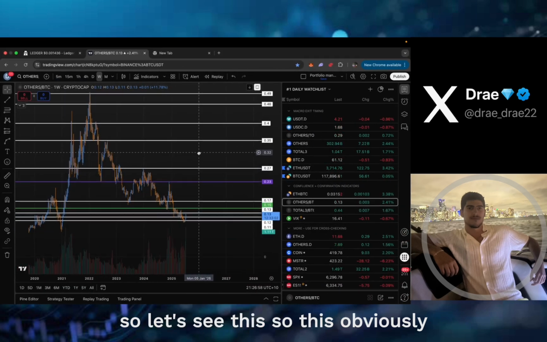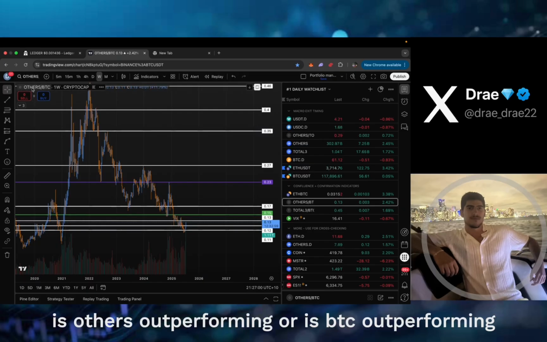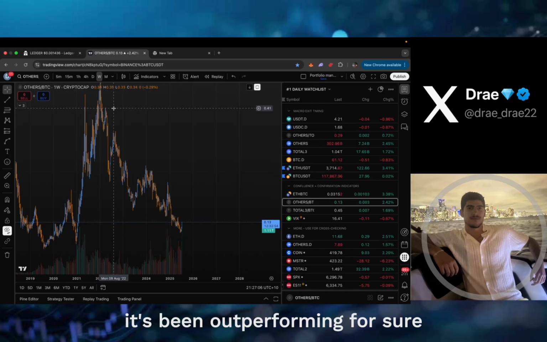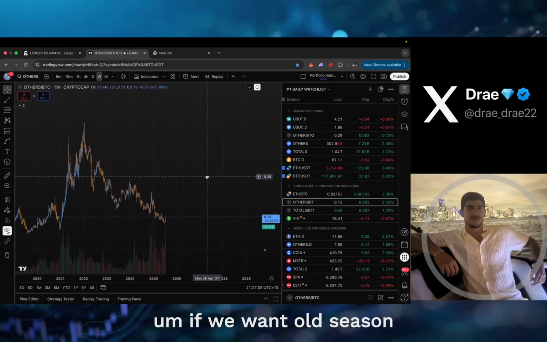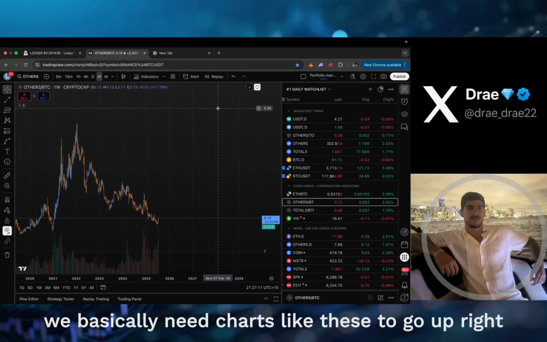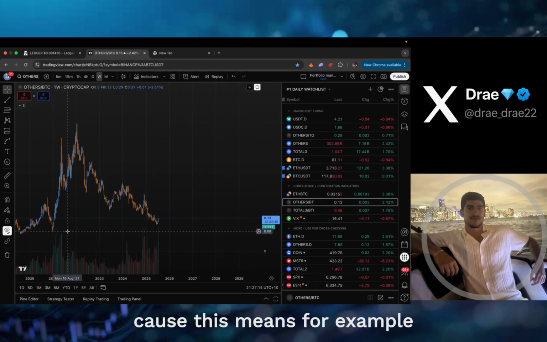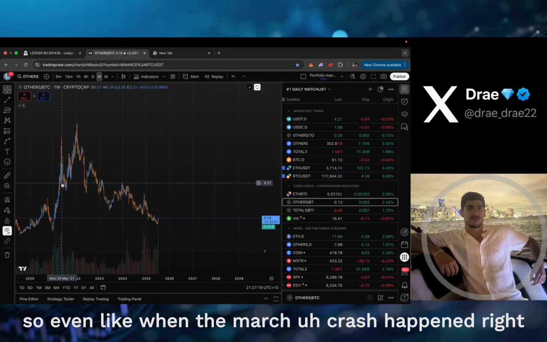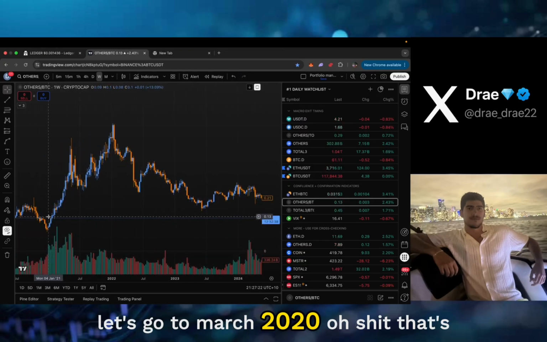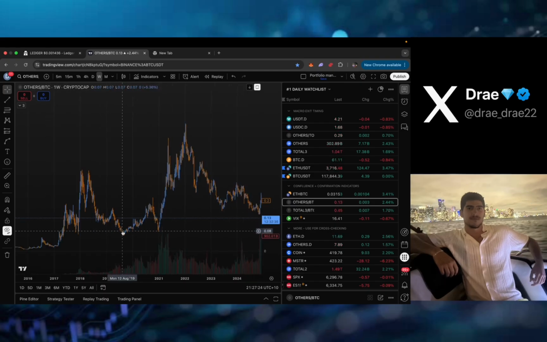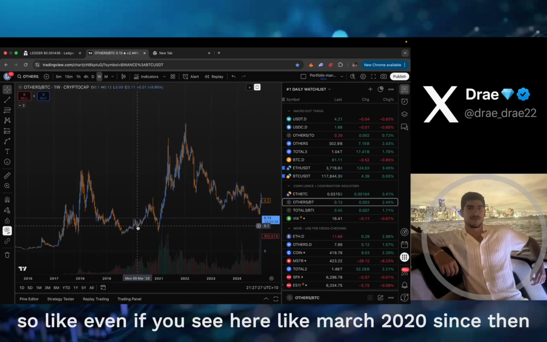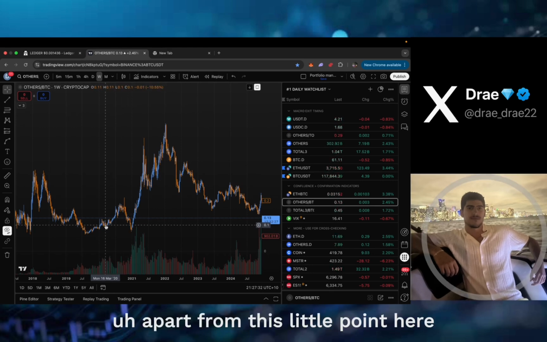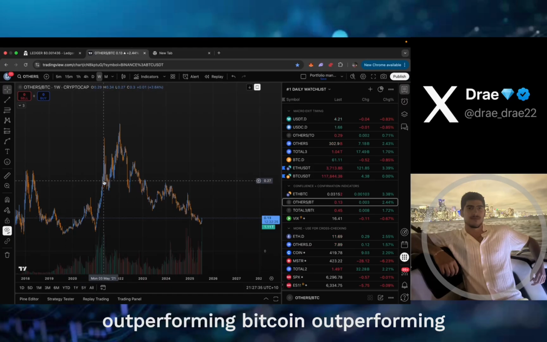Okay, so let's see this. This obviously represents, is others outperforming or is BTC outperforming? Obviously Bitcoin's been dominating, it's been outperforming for sure. If we want alt season, we basically need charts like these to go up, because this means, for example, small caps are doing better than BTC. Even when the March crash happened, let's go to March 2020. Yeah, since then, apart from this little point here, it was always outperforming Bitcoin.